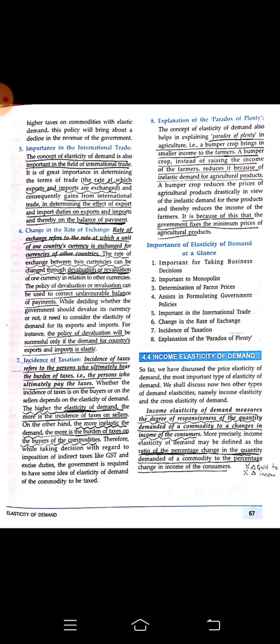Next, we have income elasticity of demand. Income elasticity of demand can be measured as the degree of responsiveness of the quantity demanded of a commodity to a change in the income of the person. How much will the quantity demanded change if there is an increase or decrease in income? So it is the ratio of the percentage change in the quantity demanded of a commodity to the percentage change in the income of the consumer. This is what we are going to study.